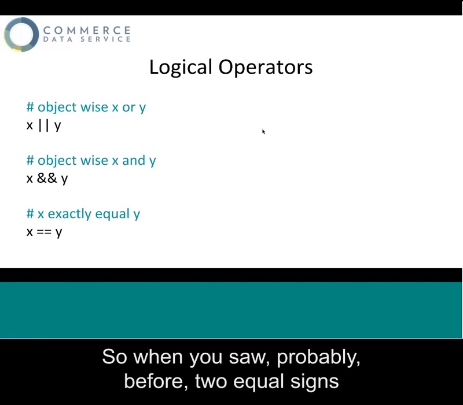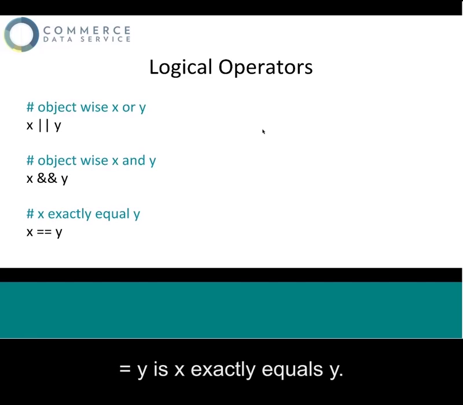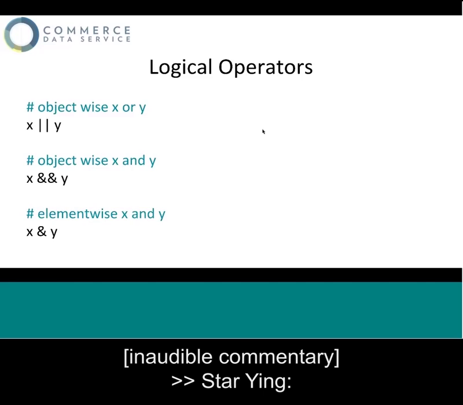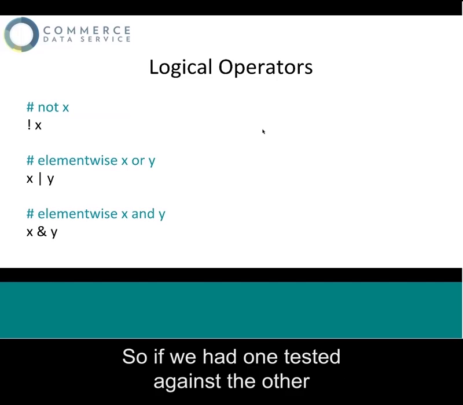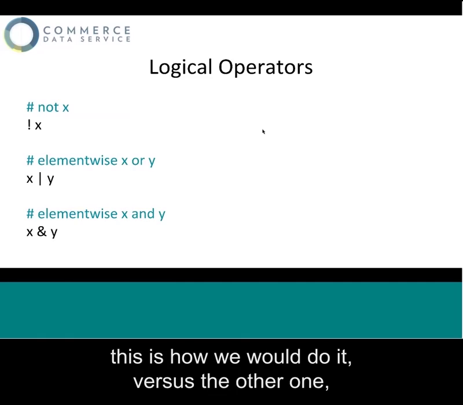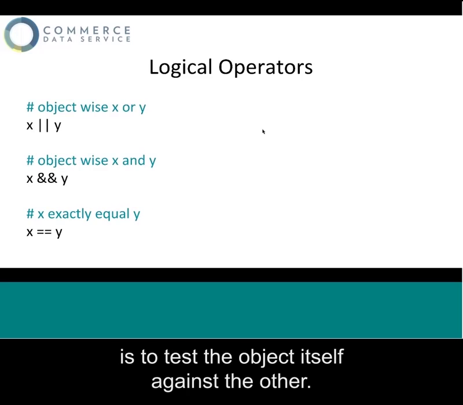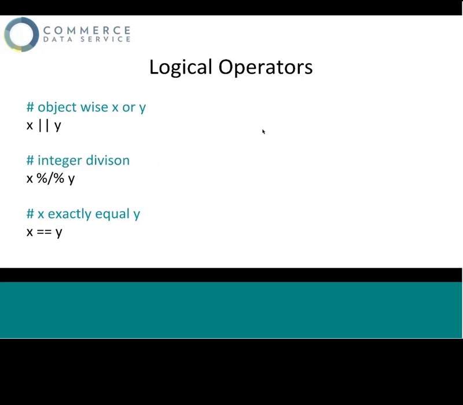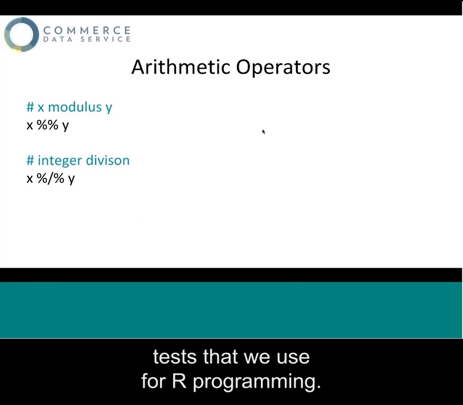So you saw probably before, two equal signs is the test for equality in R. So X equals equals Y tests whether X exactly equals Y. That is a test. You saw before we had these arrays of multiple elements. If we had one tested against the other, and we want to test each element individually, this is how we would do it. Versus the other one, on the next slide, which tests the object itself against the other. Those are our basic logical operators, tests that we use for our programming.